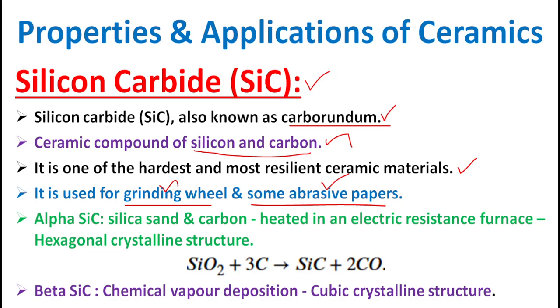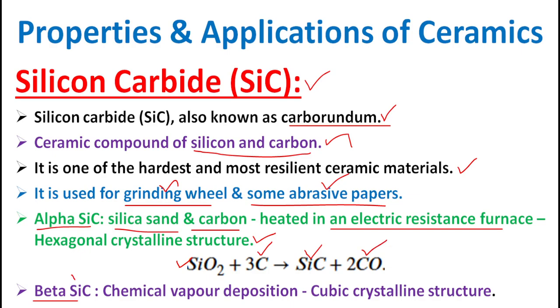There are two types of SiC: alpha SiC and beta SiC. The manufacturing process of alpha SiC mainly uses silica sand and carbon, heated in an electric resistance furnace. This gives the hexagonal crystalline structure of SiC, which is alpha SiC. The silica sand and carbon mixture is heated in the electric furnace to get the hexagonal crystal structure of SiC, with carbon monoxide as a byproduct.